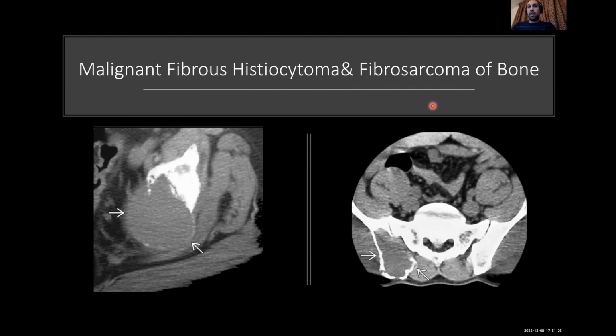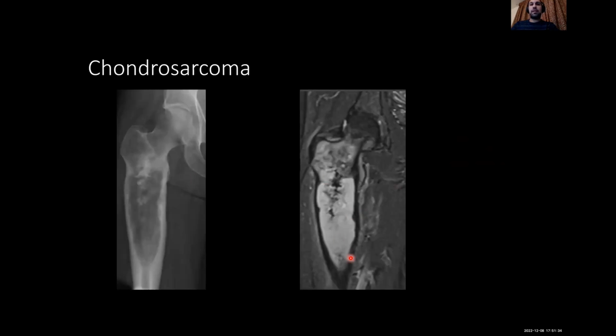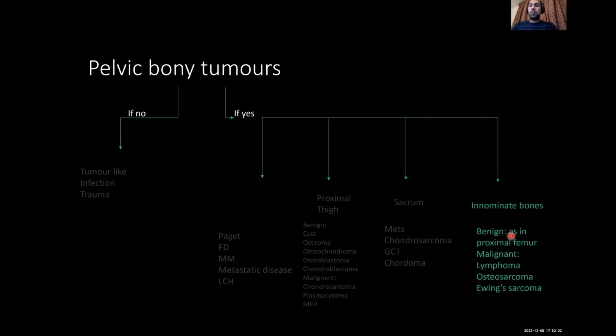This is malignant fibrous histiocytoma and fibrosarcoma: large lytic lesions, expansile, breaking through the cortex, enhancing in the MRI. This is chondrosarcoma: internal calcification, lucency, and endosteal scalloping of more than two thirds of the cortical diameter, with internal calcification and the age. Next is innominate bone involvement: lymphoma, osteosarcoma, Ewing sarcoma.